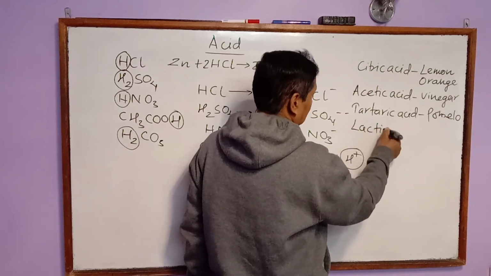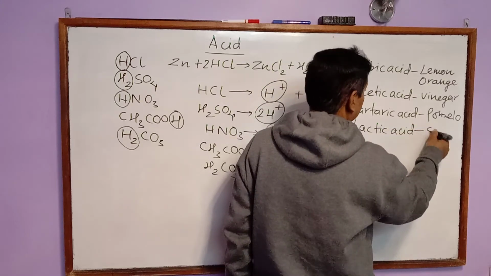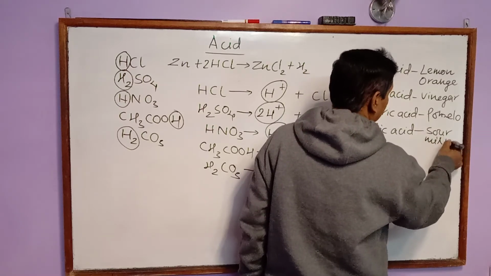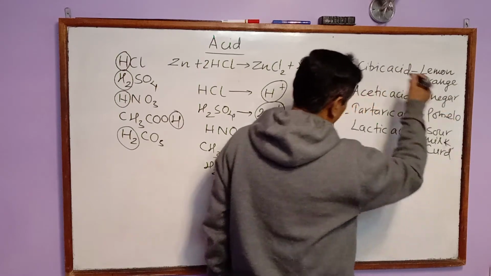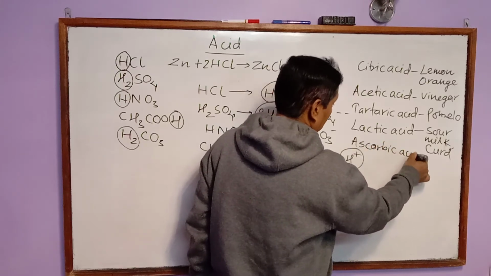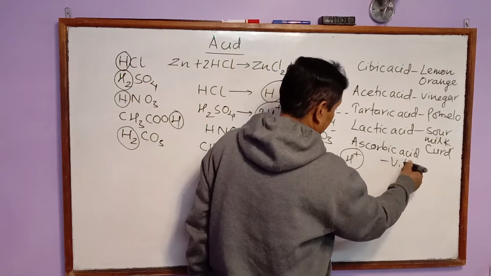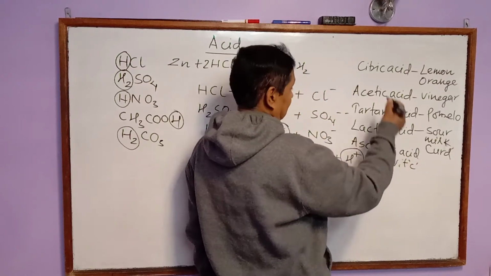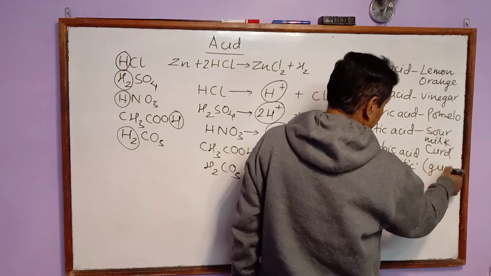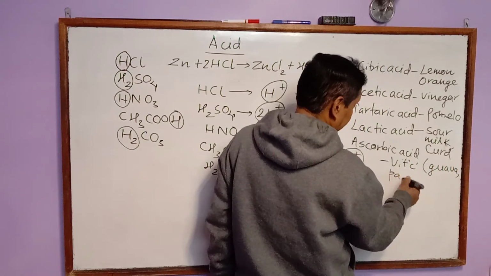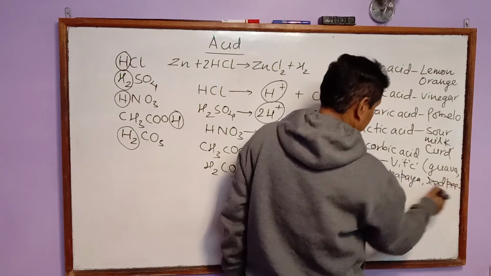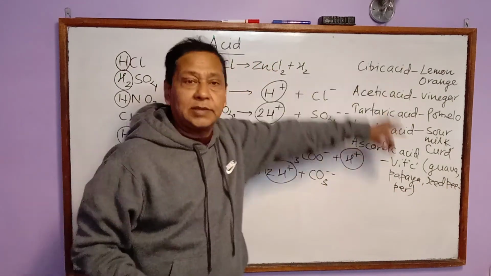Lactic acid, it is obtained from sour milk, curd, etc. And ascorbic acid, this ascorbic acid is actually vitamin C, and it can be obtained from guava, papaya, red pepper, etc. These are some examples of organic acids.